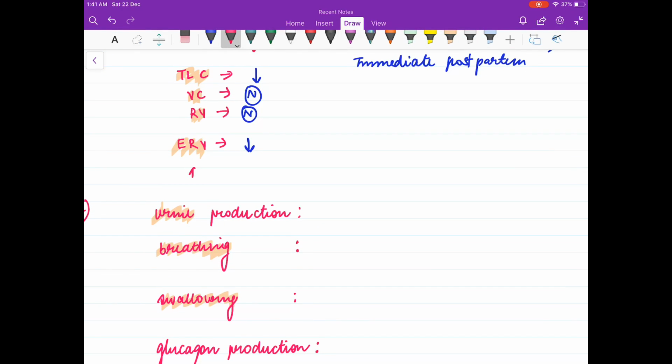Also, there is increase in tidal volume and increase in minute ventilation.